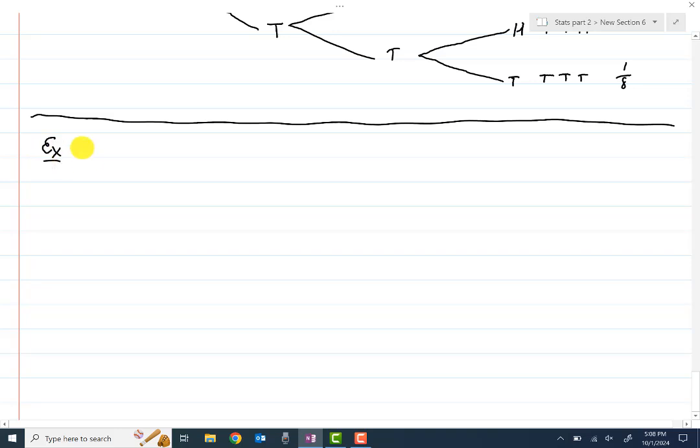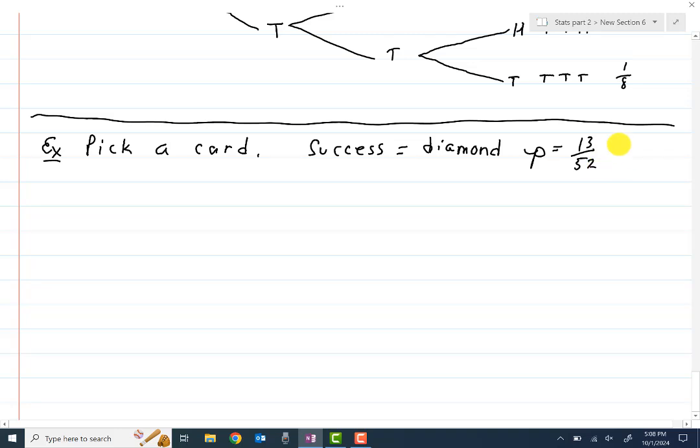Pick a card. Success will be getting a diamond. So the probability of that happening is 13 out of 52. Or even better yet, 0.25 may be desirable. I'll wait until I'm into the problem before I decide what version I want.